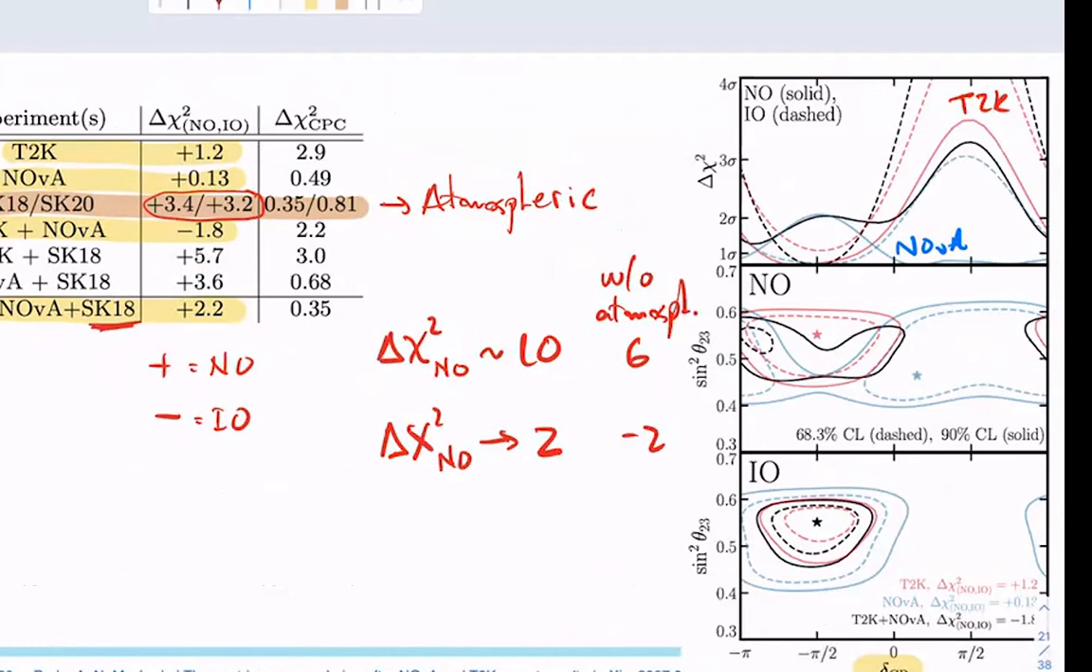So to answer your question, it's just a combination of 2 experiments moving towards the inverted hierarchy and, on top of that, introducing a tension for the normal one.